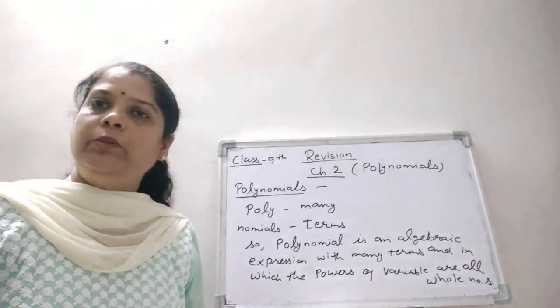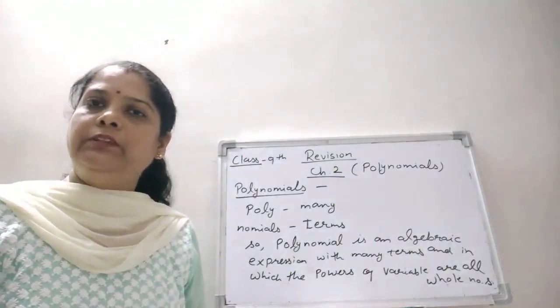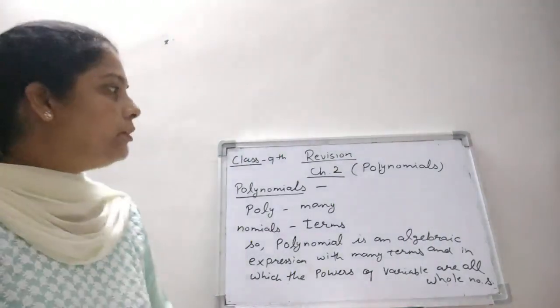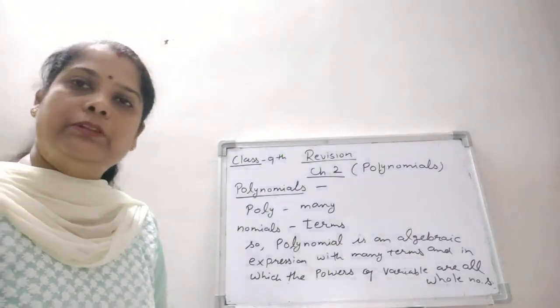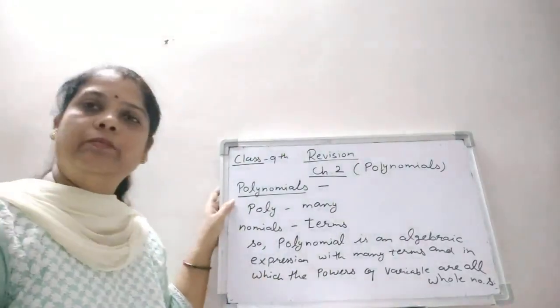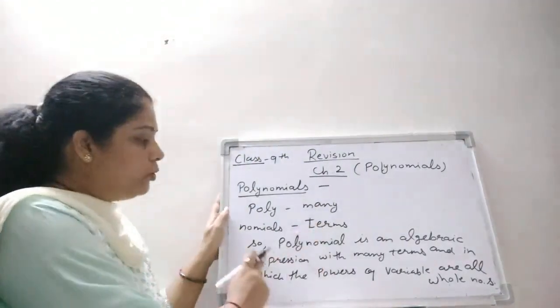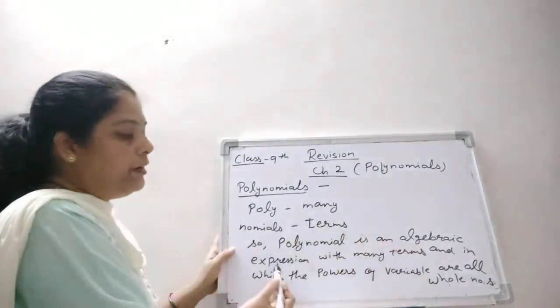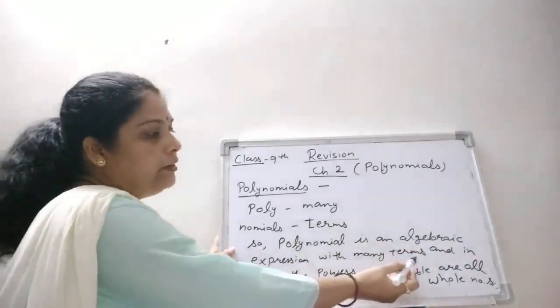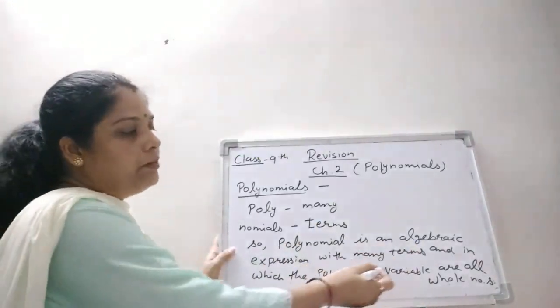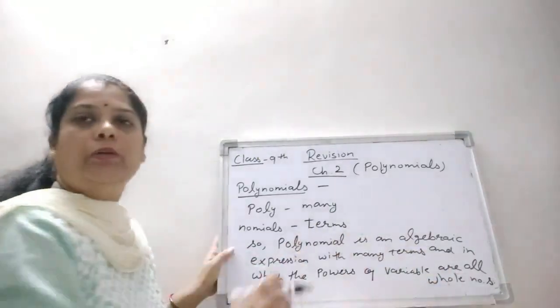Now, as you know, your PTs are coming, so let's start the revision. Revision of chapter number 2, polynomials. Now, what is polynomial? Poly means many and nomials means term. So, polynomial is an algebraic expression with many terms and in which the powers of variables are whole numbers.